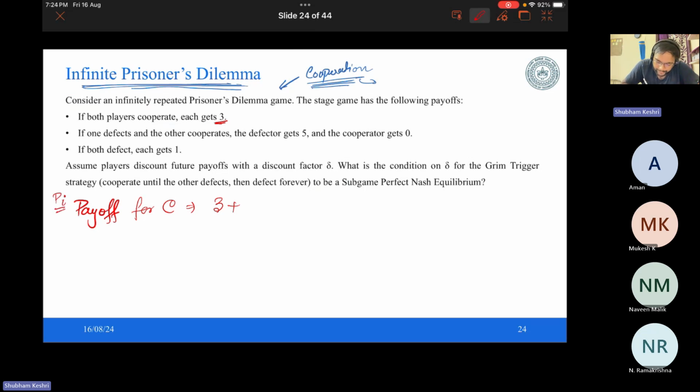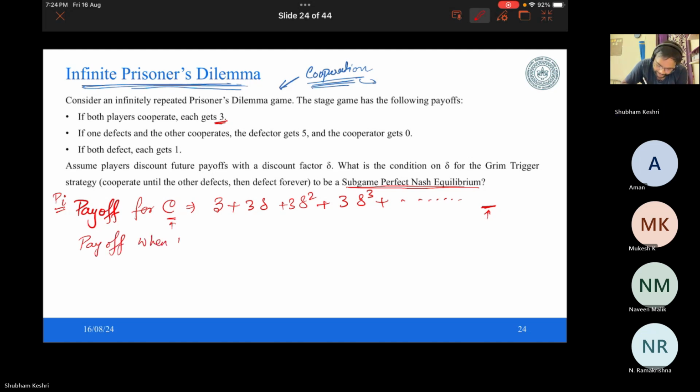Payoff for player 1 when C is being played is 3, plus in the next period it will be delta times 3. And again in the next period it will be 3 times delta square. All right? And again in the next it will be 3 times delta cube and so on. Till some point. We have to find that point, and we will see how that becomes subgame perfect Nash equilibrium, but we have to find that point.